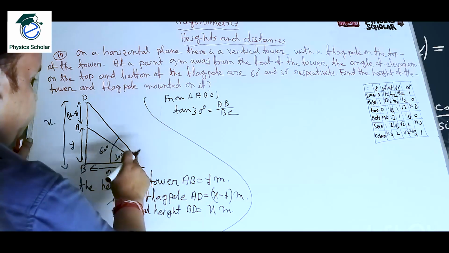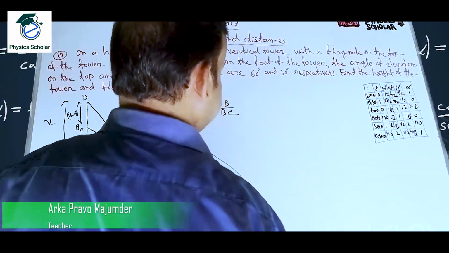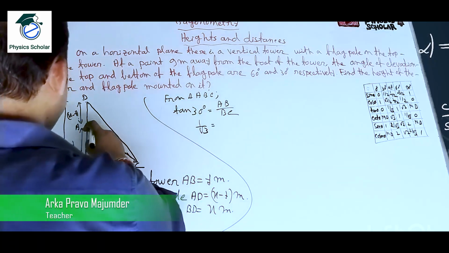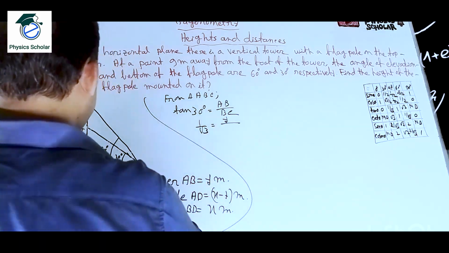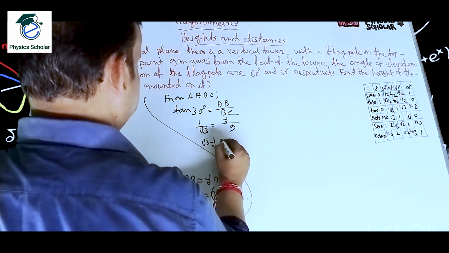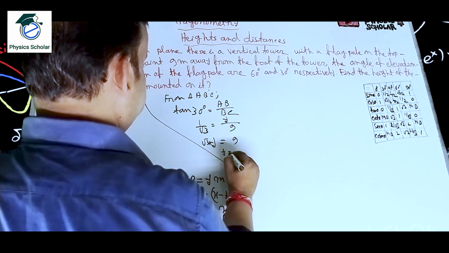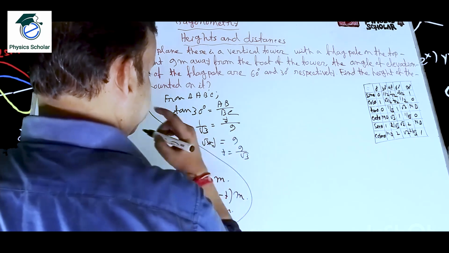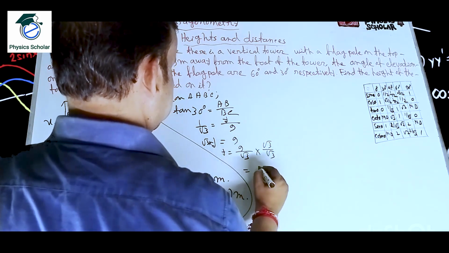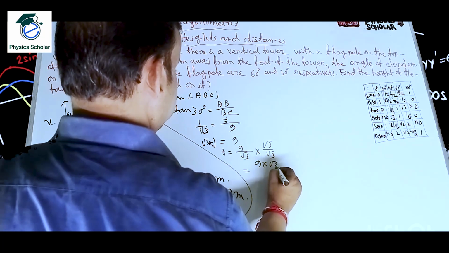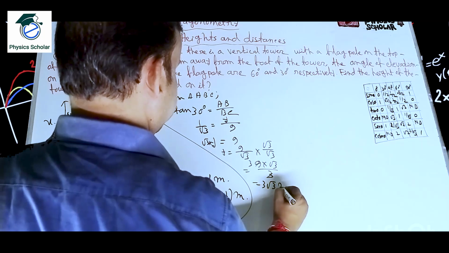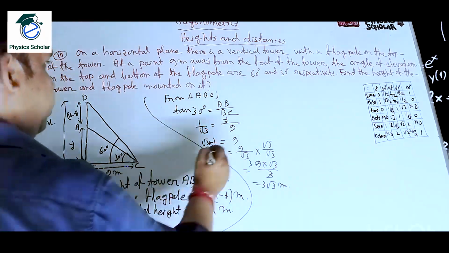Perpendicular means AB, by base means BC. So what is the value of tan 30 degree? Tan 30 degree value is 1 by root 3, equal to perpendicular AB. AB means y, by BC means 9, clear. So root 3 into y is equal to 9. So y is equal to 9 by root 3, clear. So root 3 into root 3, that means 9 into root 3 by 3, okay, is equal to 3 root 3 meter. So this is the height of y, okay.